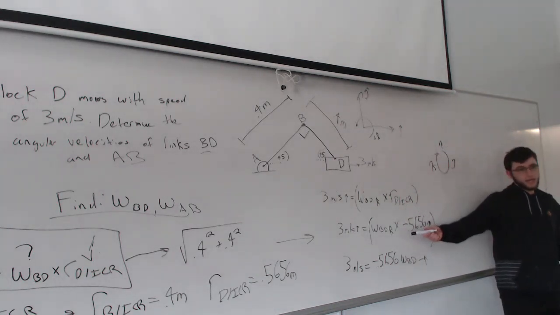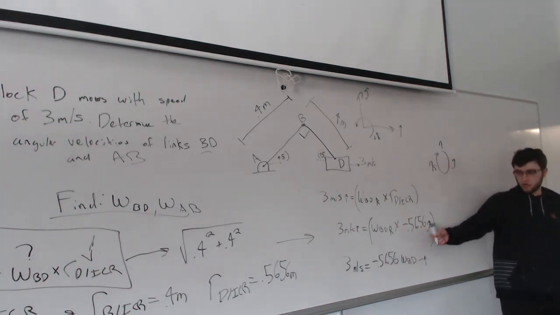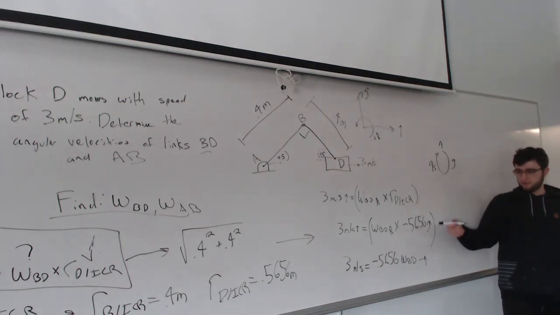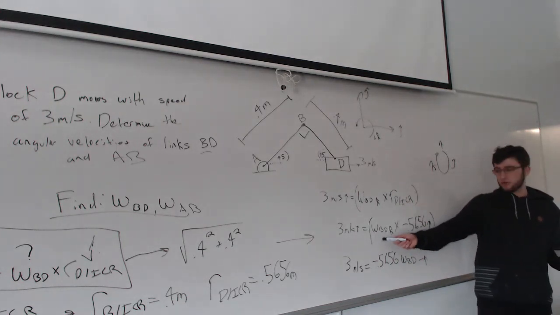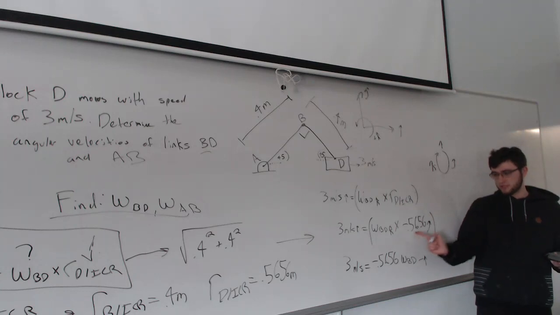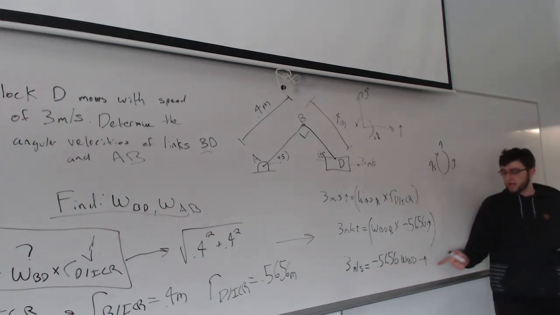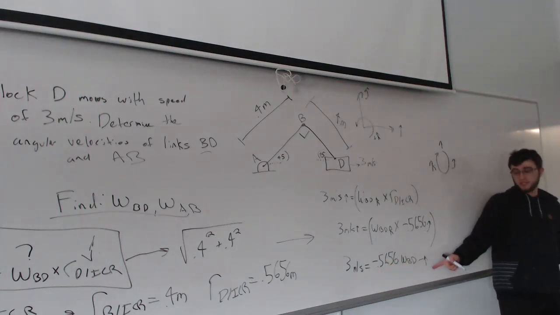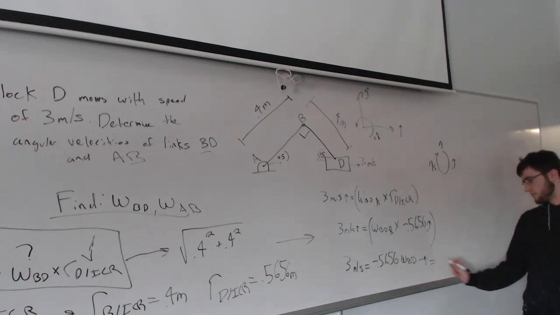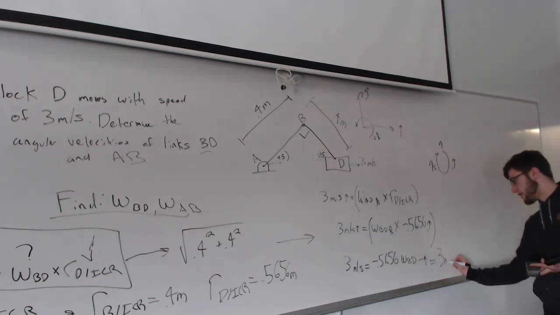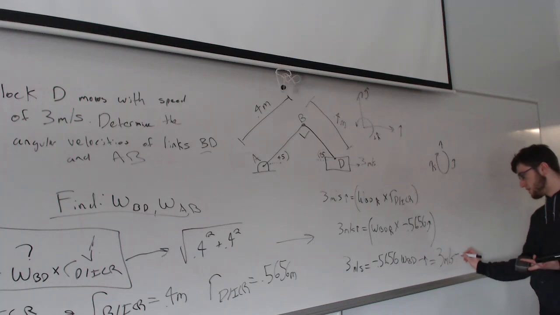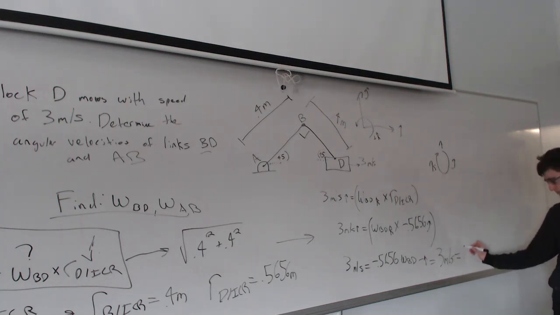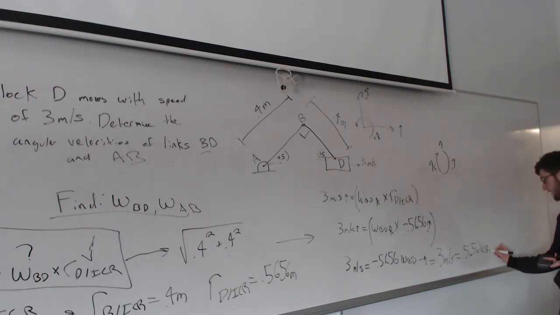So I still have this negative term. It's just pure multiplication, 0.5656 times the angular velocity. And this was negative, so that showed up. But the result of the cross product was negative I. So this is going to be 3 meters per second equals 0.5656 times the angular velocity of link BD.